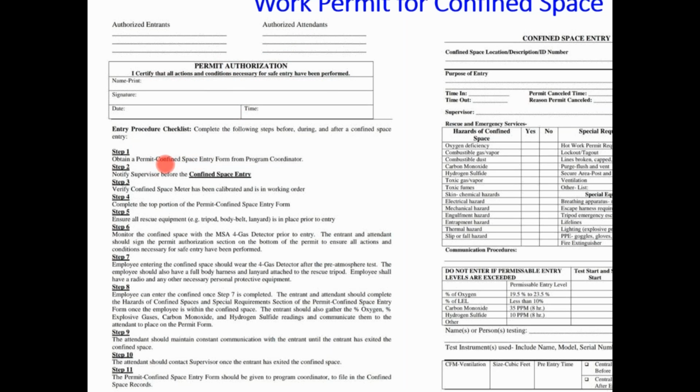Step 1, obtain a permit confined space entry form from the program coordinator. Step 2 is to notify the supervisor before the confined space entry. Step 3 is to confirm the confined space meter has been calibrated and is in working order. Then complete the top portion of the permit confined space entry form. Then the next one is to ensure all rescue equipment, which may be a tripod stand, a body belt, or a lanyard, is in place prior to entry.